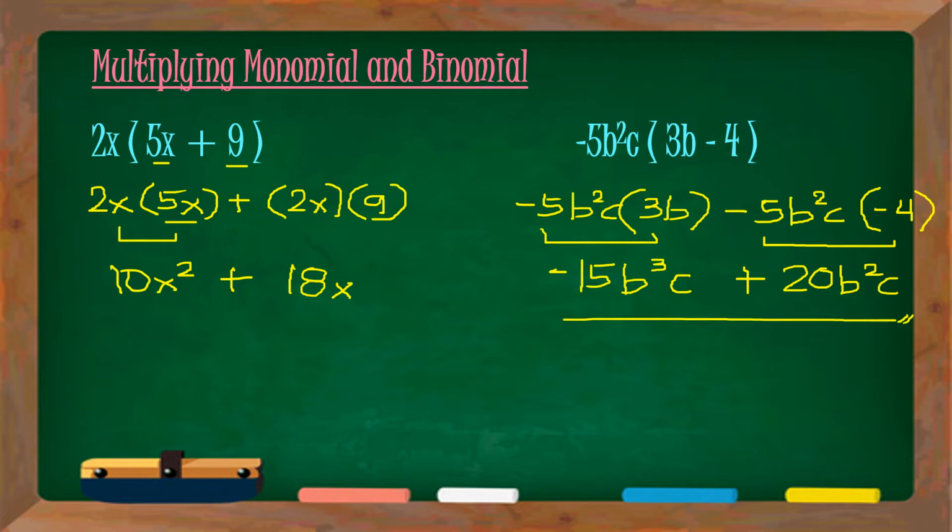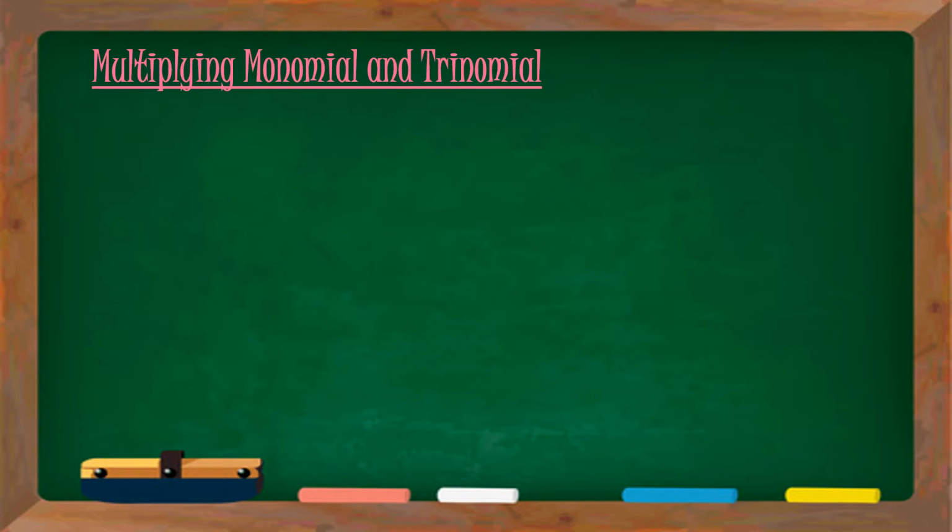Okay. Move on with multiplying monomial and trinomial. Kanina, binomial lang. So, ngayon, dagdagan pa natin ng isa. Gawin nating trinomial. Okay? So, katulad kanina, we are still going to use the distributive property. So, ang ating i-distribute ay si 3m. So, we have 3m times the first term of the trinomial, which is m squared.